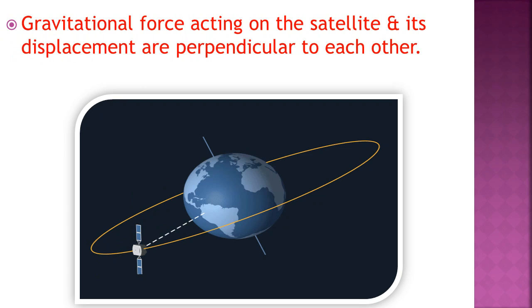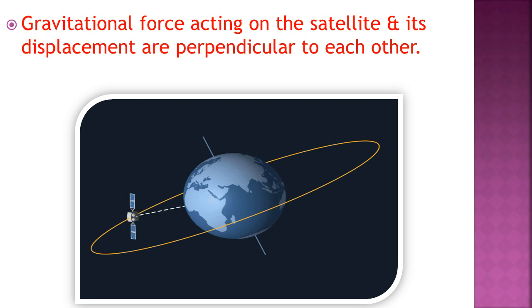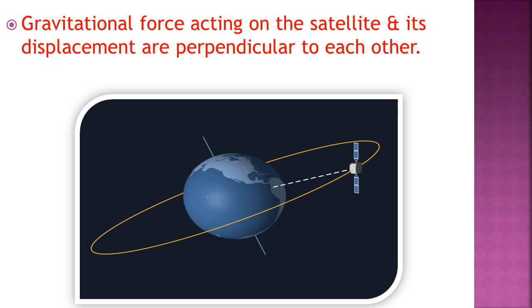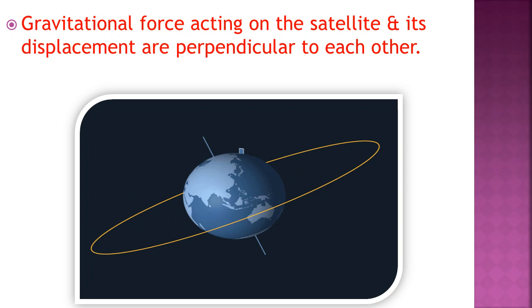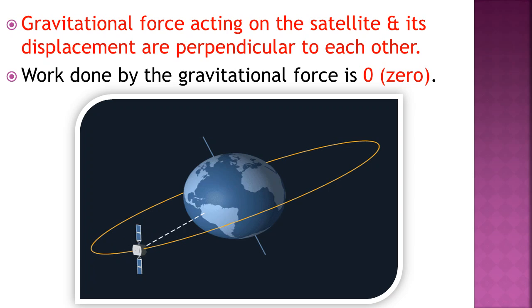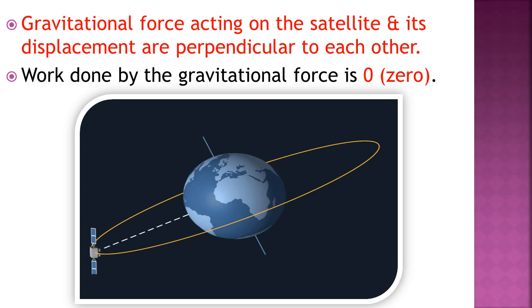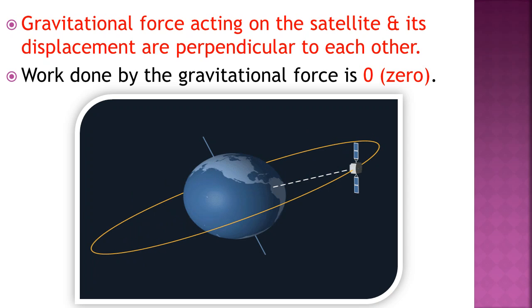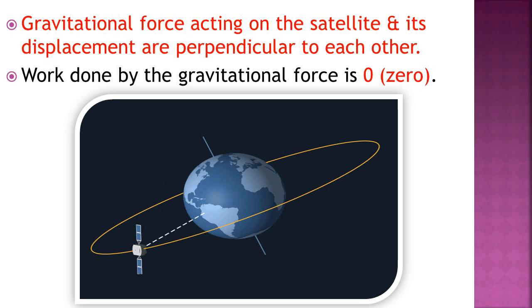As the gravitational force acting on the satellite along the radius of the circle and its displacement are perpendicular to each other, the work done by the gravitational force is zero. The gravitational force and the displacement of the satellite are perpendicular to each other, so they form a 90 degree angle. Therefore, work done by the gravitational force of the earth is zero.